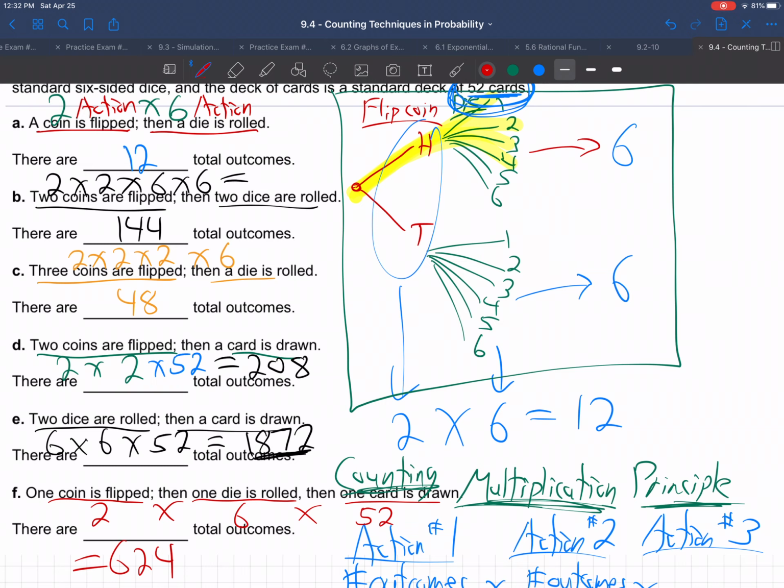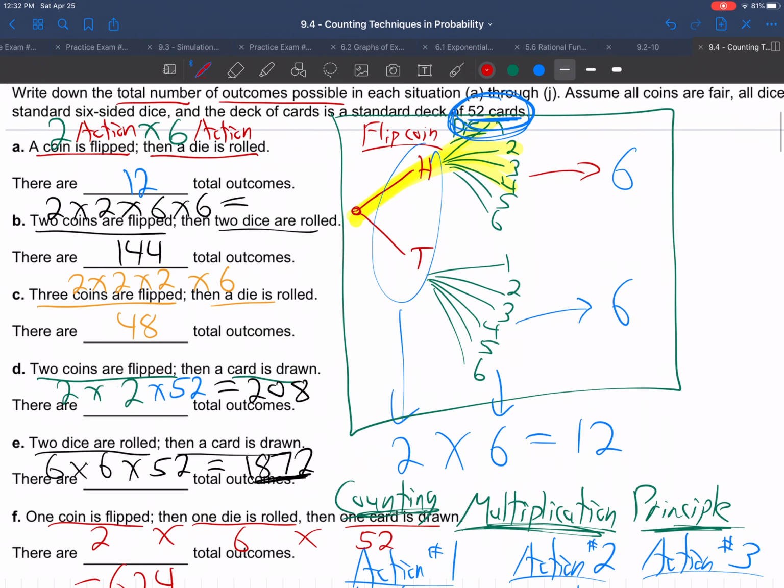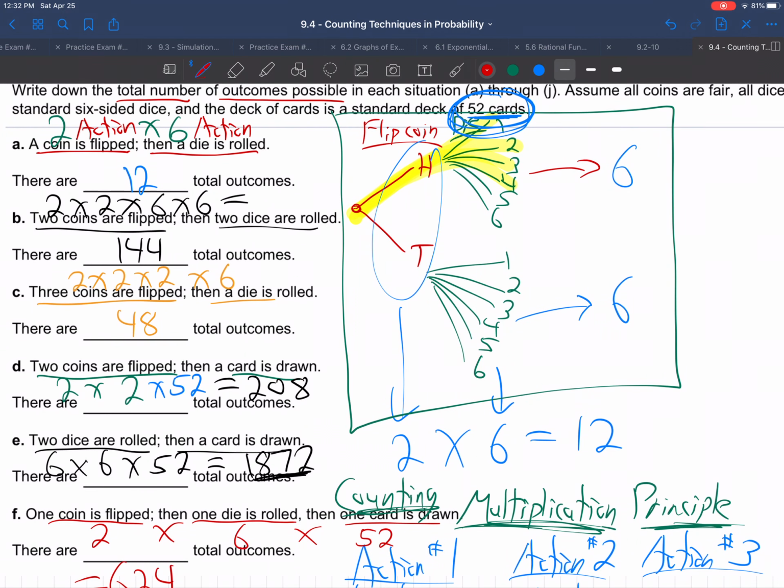When we do action after action after action, we just multiply together the number of outcomes possible for each of those actions to get the total outcomes possible for all the actions put together. It's just the idea of a big old tree branching and branching. It's the counting multiplication principle. We just multiply those together.